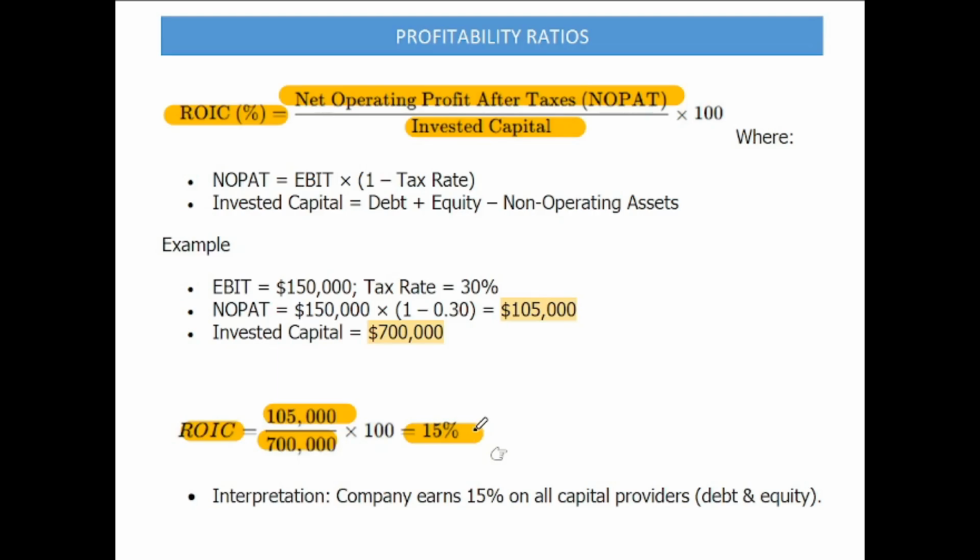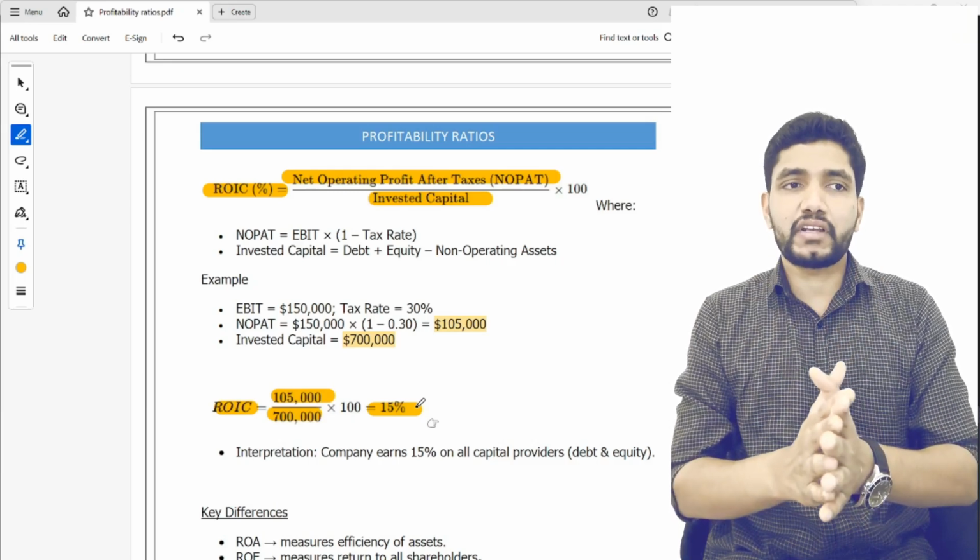So the interpretation is that this company earns 15% on all invested capital. That means all capital providers, including debt, equity, and everything. So on invested capital, this company is generating a 15% return.